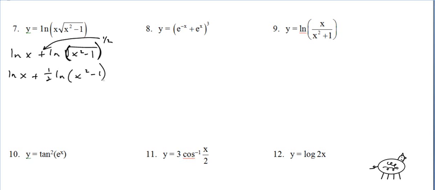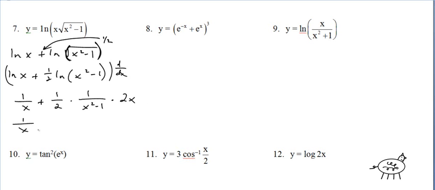Okay, that is so much easier than taking the derivative of each one of those. So d by dx of both of those. Well, the derivative of natural log of x is 1 over x. And the derivative of 1/2, well, it's plus 1/2, and then it's times 1 over x squared minus 1. And then the derivative of x squared minus 1 is just 2x. Okay, so I get 1 over x. And the 2's cancel. So I get x, so plus x over x squared minus 1.